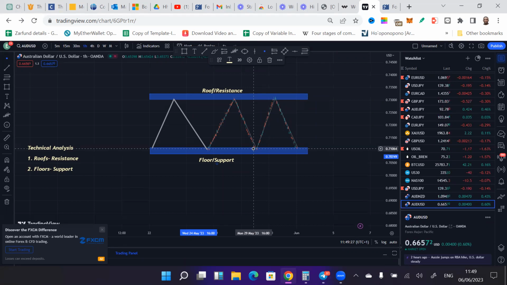Where should I be buying? Where should I be selling? So now this is what you're looking for. Where should I be buying? Where should I be selling?